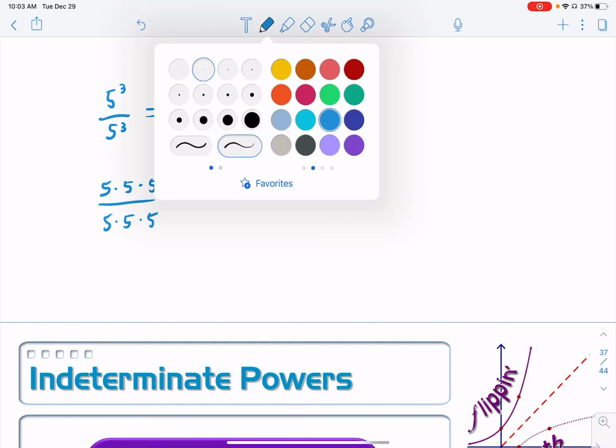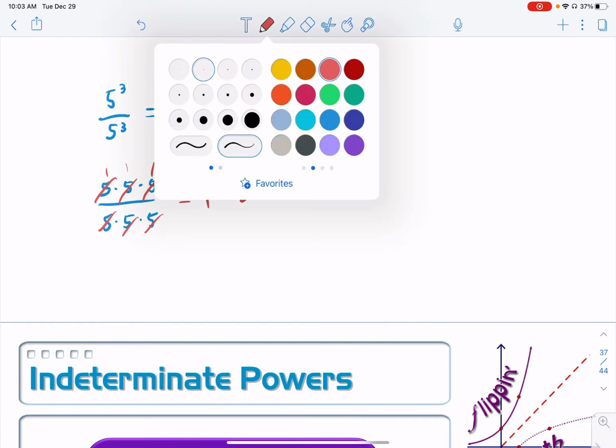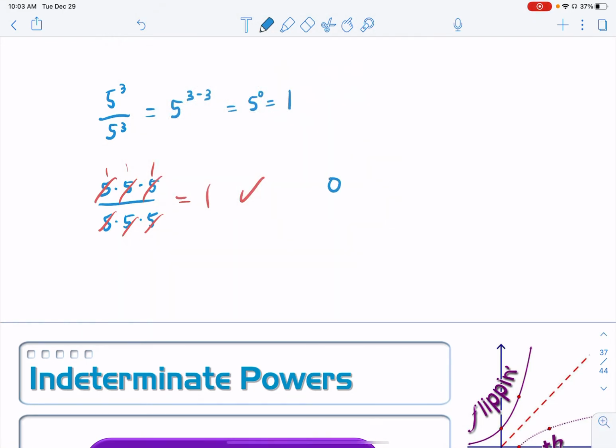What is 5 divided by 5? That's 1. What's 5 divided by 5? Also 1. 5 divided by 5 is also 1, and I get 1. Check. Then you try to do the same thing with 0. You get 0 to the third power over 0 to the third power. You can see it doesn't work, because you just put a 0 down here in the bottom. This is the reason why you got something like 0 to the 0 power. It doesn't make any sense. Okay, it's an indeterminate form.